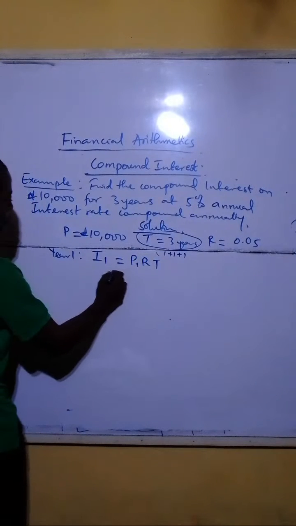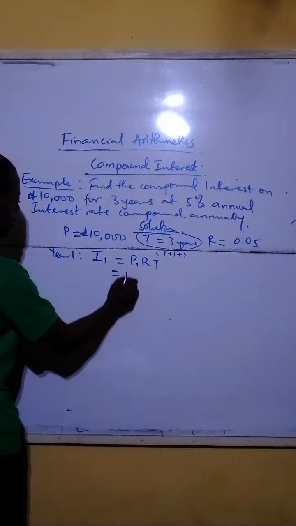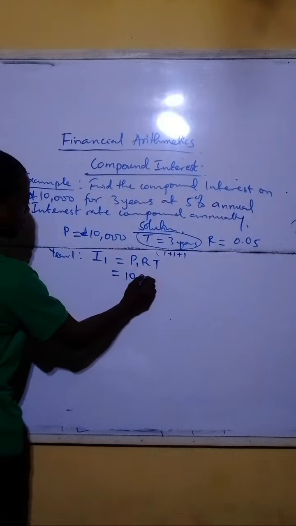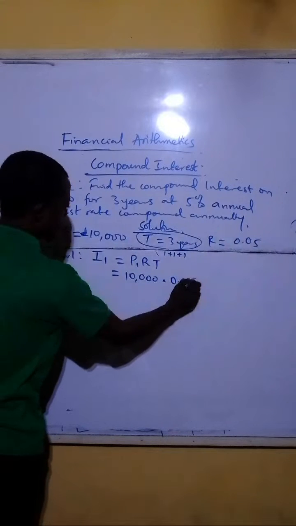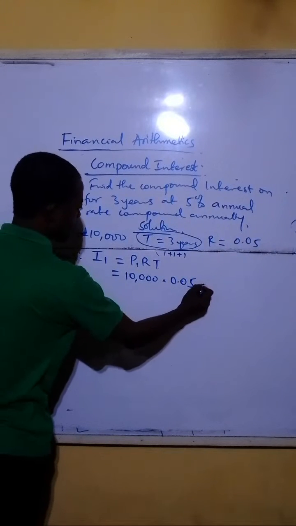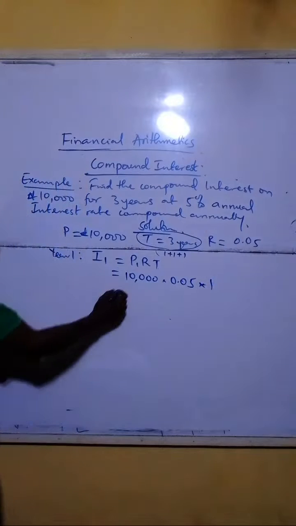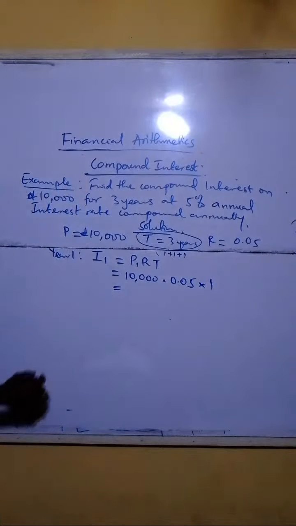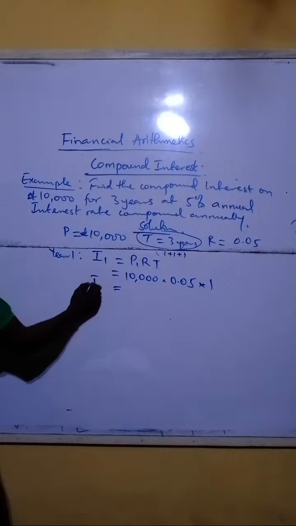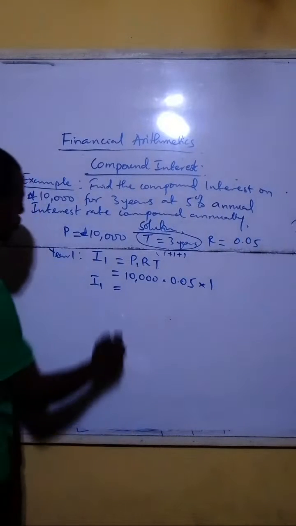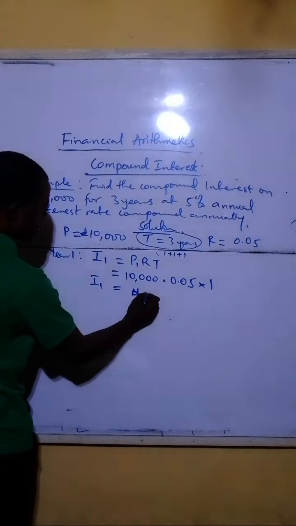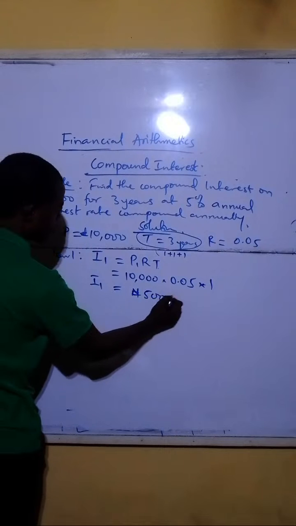P1 is the initial principal, which is 10,000 naira, times rate, that's 0.05, times t. t is 1 now. So I1, the interest in year 1, when we multiply that, gives us 500 naira. So interest for year 1 is simply 500 naira, 00 kobo.